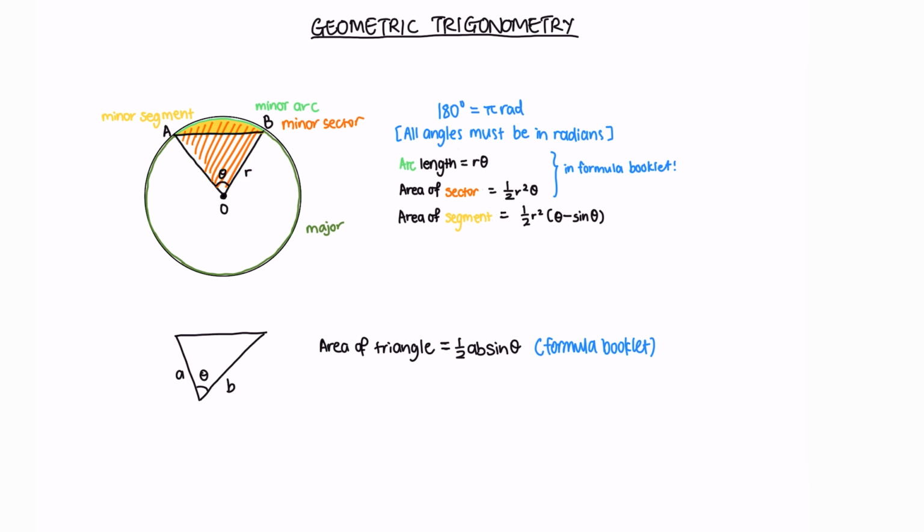So in sum, this area of the segment would just be half r squared theta, which is the area of this sector, minus the area of the triangle, half r squared sine theta, which is this area, to get this yellow area, which is the area of the segment. And that's where we get this formula from. Again, since this is derived from the area of the sector formula, this angle must be in radians.